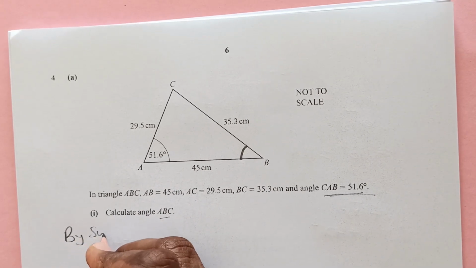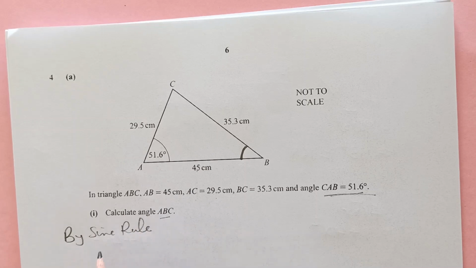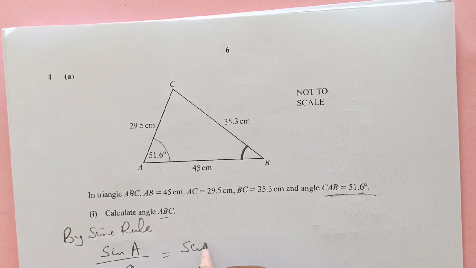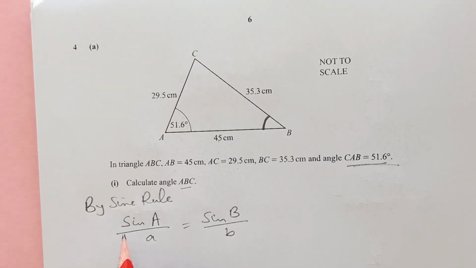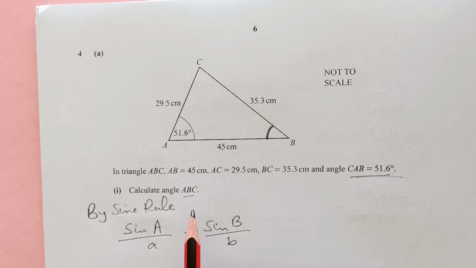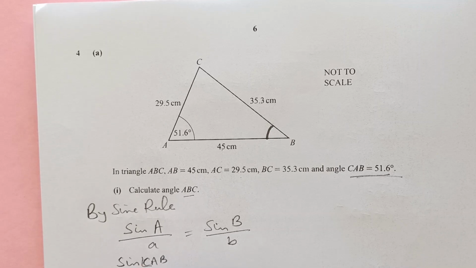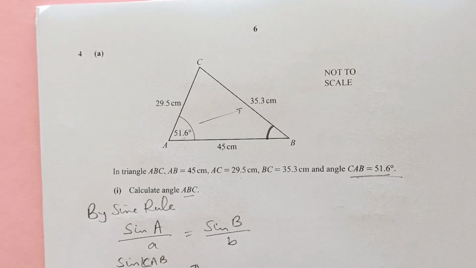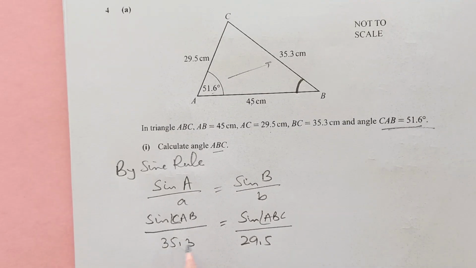So by sine rule, what is sine rule? Sine rule is sine A over A, then sine B over B. This is the side, sine A. So sine of CAB, we are given this, so I will write here sine of angle CAB over the side opposite to that, which is 35.3. Then sine B, let's say this one is sine ABC, the angle that we are looking for, and the side opposite to that is 29.5, right?